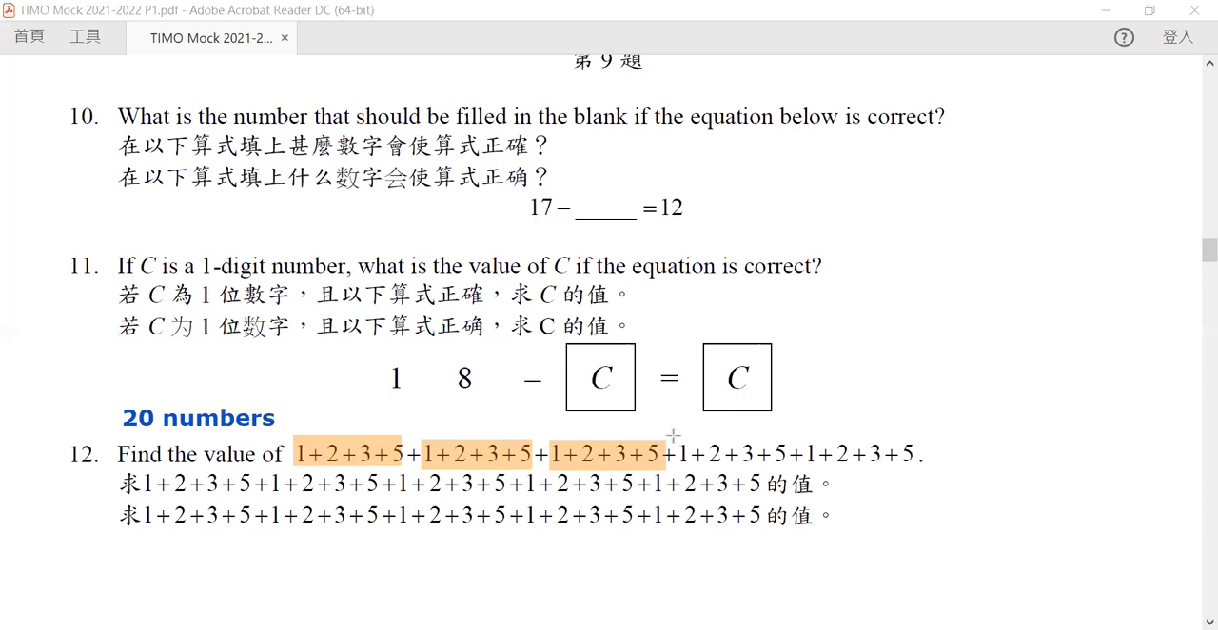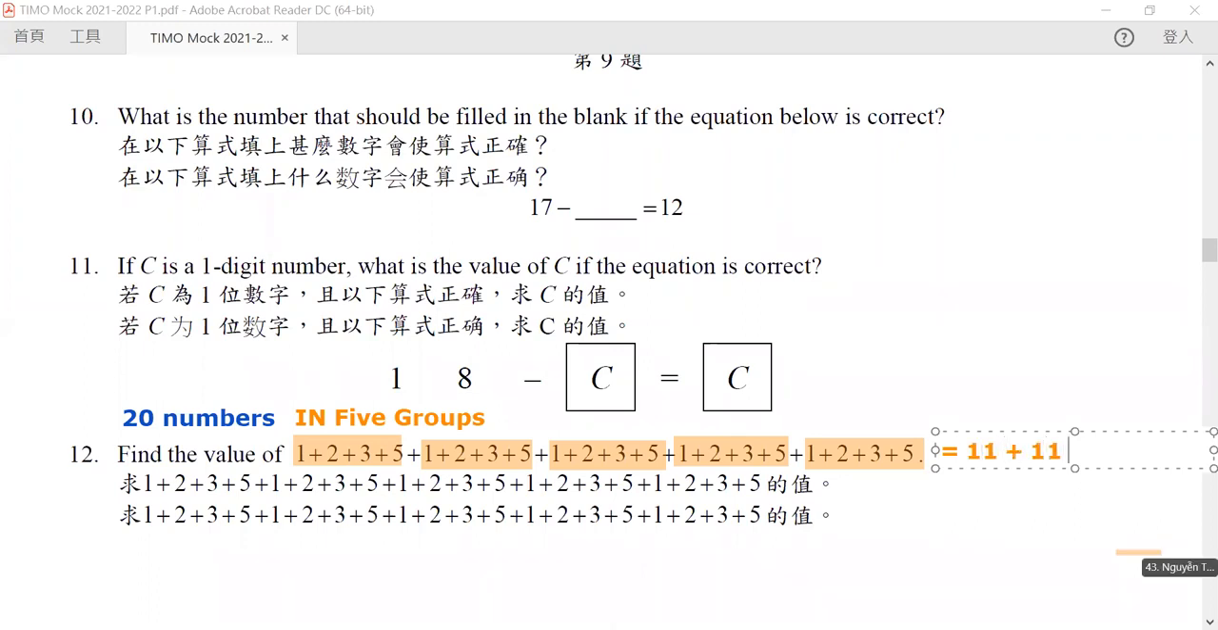So you can see in here that we can separate these 20 numbers into 5 different groups. For each group, they are all 1 plus 2 plus 3 plus 5. So you can try to add all the numbers within the same group first before you calculate the total sum. Now for 1 plus 2 plus 3 plus 5, the answer is equal to 11.